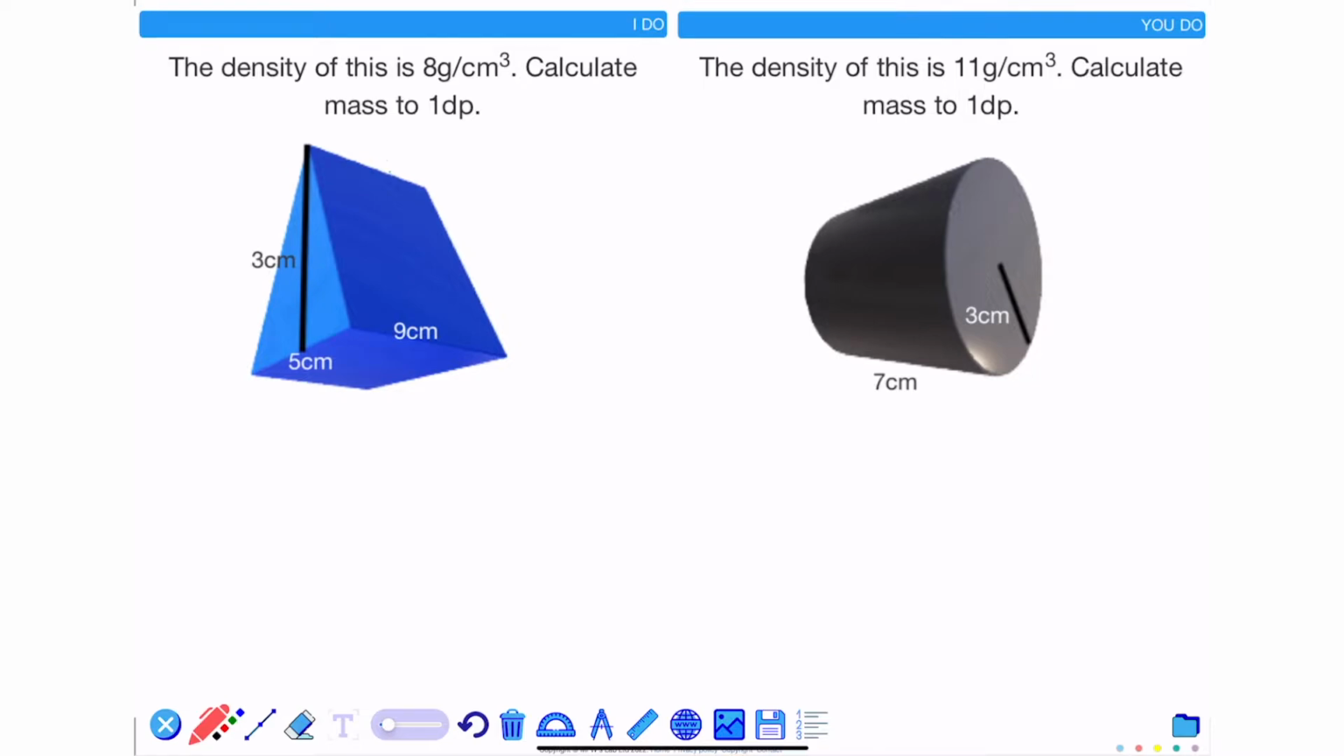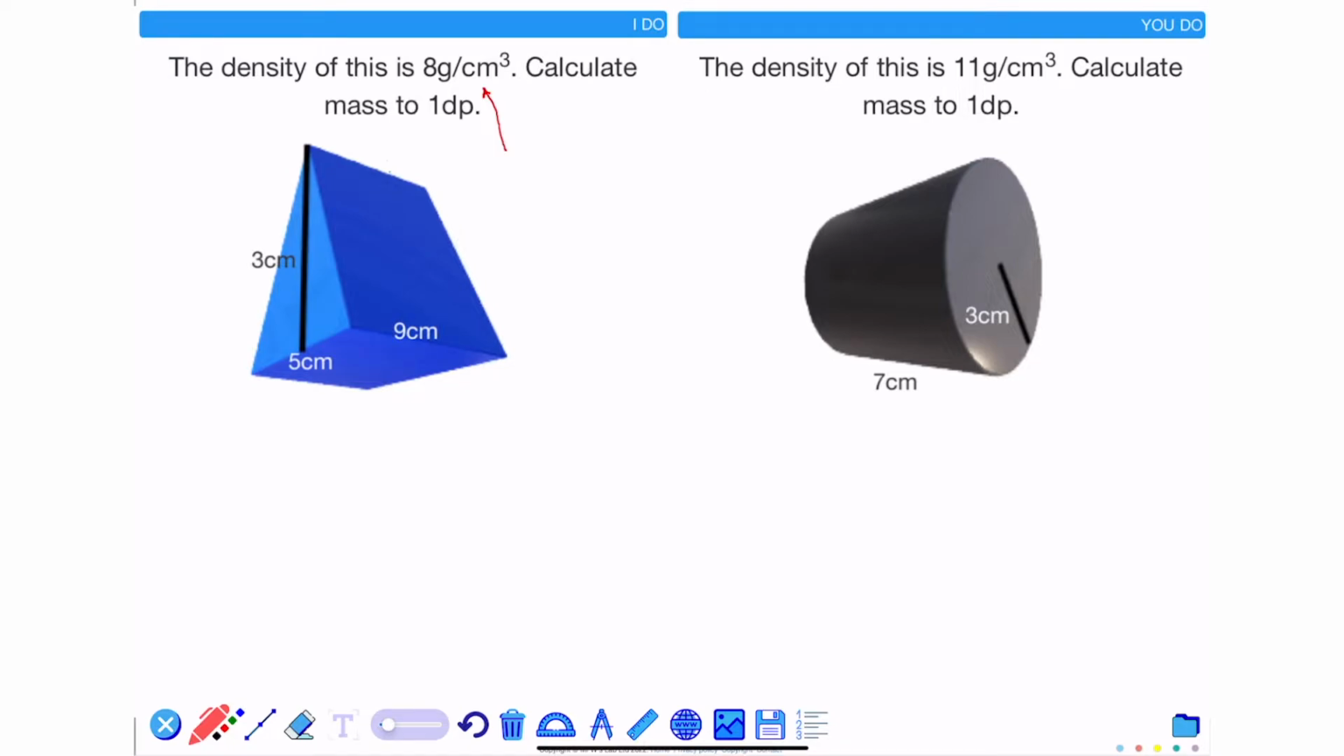In this video, we're going to be looking at compound measures. A compound measure is a measurement that uses more than one quantity. With the example on the left-hand side, I have a triangular prism. I've been told that the density is 8 grams per centimetre cubed, and I need to calculate the mass.